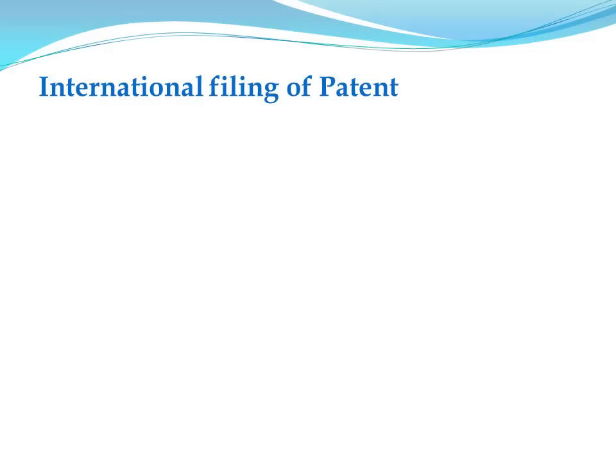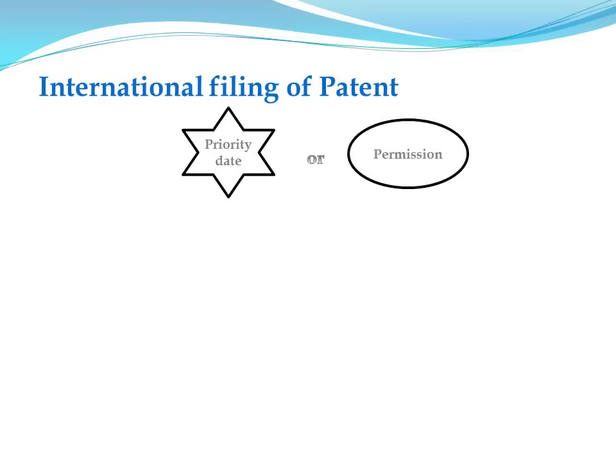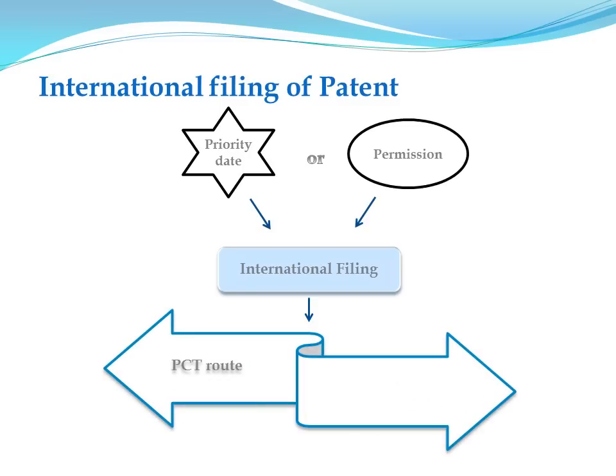International filing of the patent. We know that in order to file for a patent in any foreign country, we either need to file in India first and get a priority date, or obtain permission from the patent office in case of direct foreign filing. Once this is done, one may proceed with the international filing. International filing can be done through two routes. The PCT application route. This application is filed through the PCT or the Patent Cooperation Treaty, which is a filing platform and enables you to file an application in multiple countries within 30 or 31 months from the priority date.